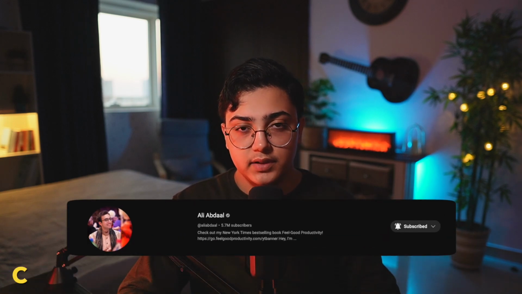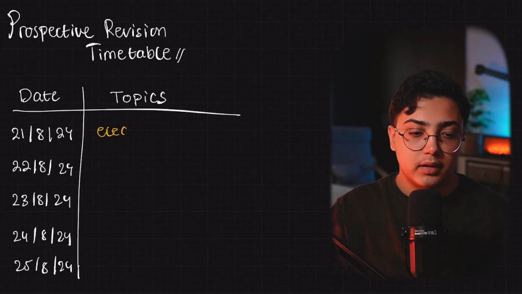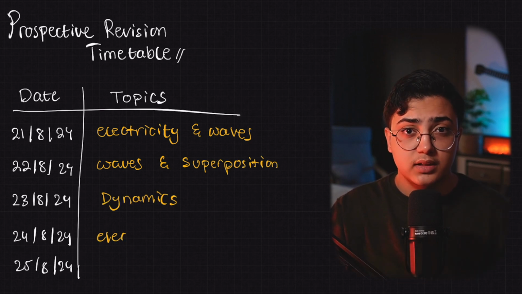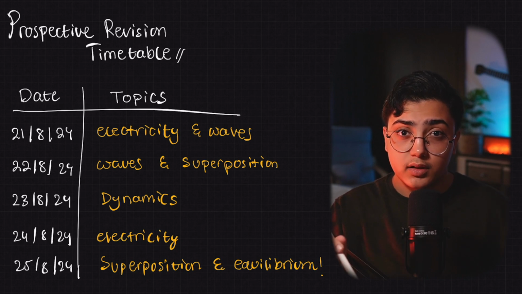If you don't know Ali Abdaal, he's a YouTuber who makes videos on productivity. You can check his channel out in the description below. The thing that happened is I had a big realization that what I was doing was so wrong. You're not supposed to make timetables this way, and I'll explain why in a bit. From then onwards, I realized how to actually make a perfect revision timetable?